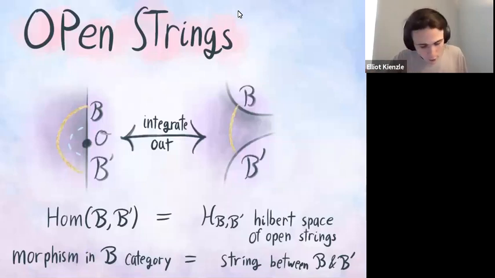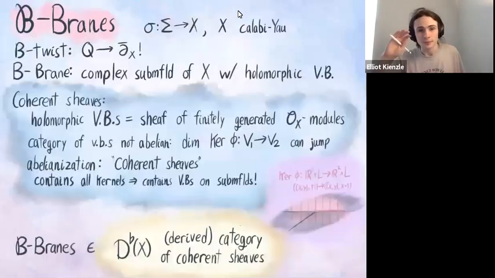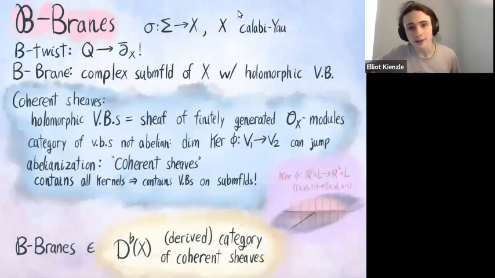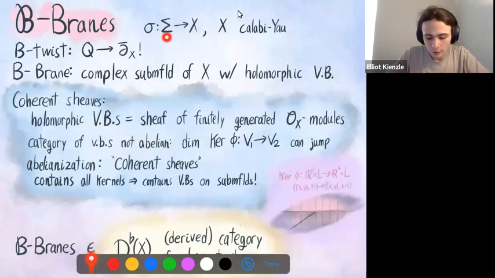Okay, so let's look at some examples of D-branes. The next class to consider is B-branes. So again, the setup: we have a 2D sigma model mapping from a Riemann surface with boundary to a Calabi-Yau manifold.